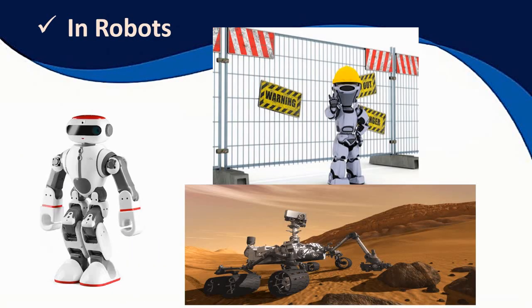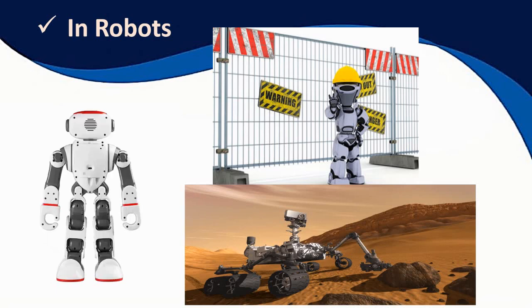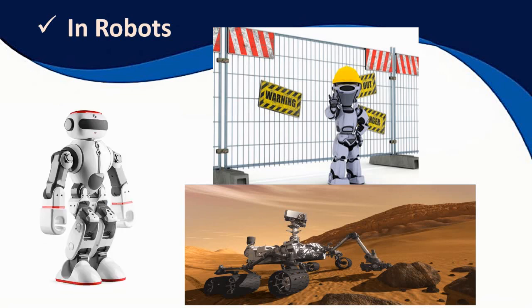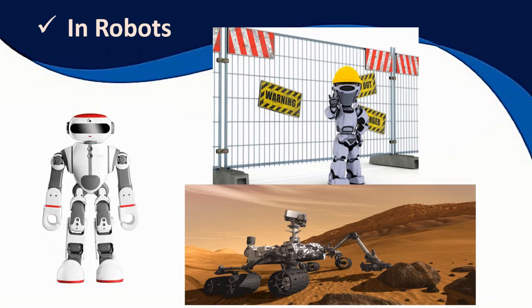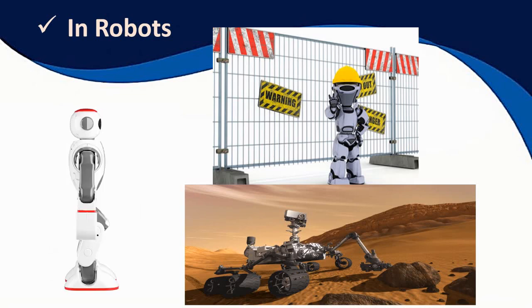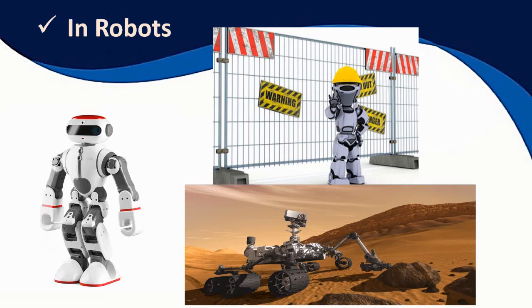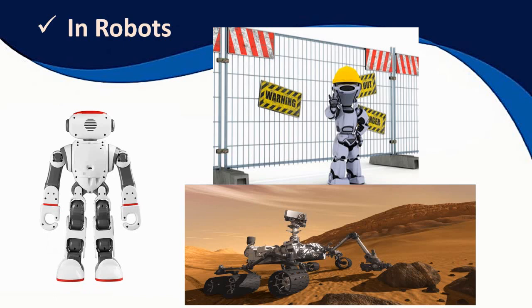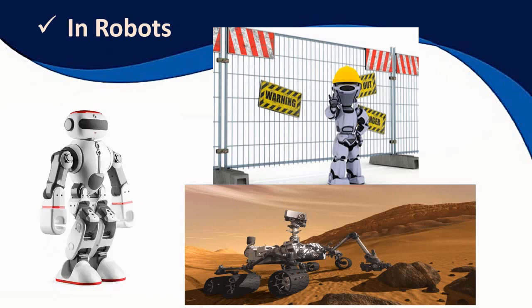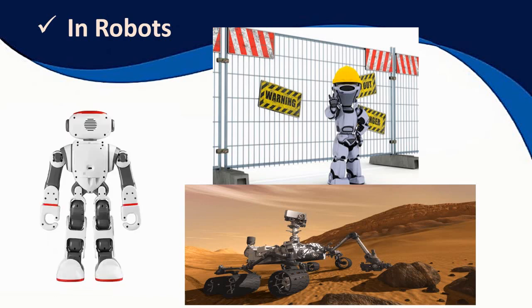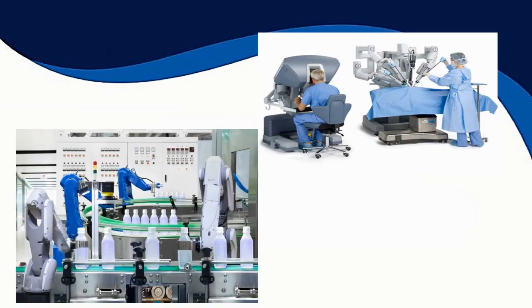Robots are human-like machines guided and controlled by computers. Robots can go to dangerous places and can also explore planets. Robots help scientists handle dangerous chemicals, and robots help doctors.